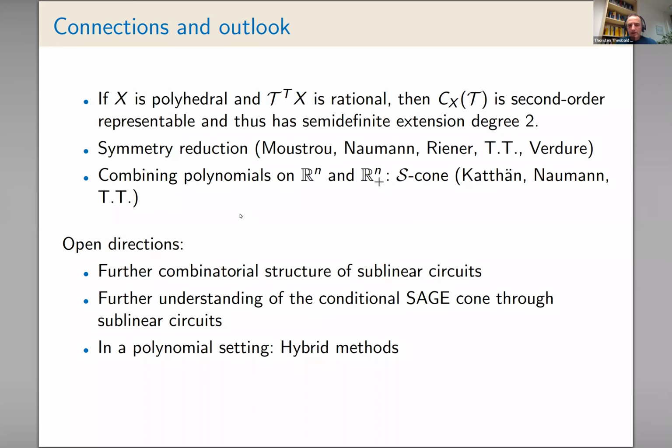For example, understanding the combinatorial structure of these sublinear circuits, further understanding this conditional SAGE cone, and then, of course, this is a very, I think, important open question. It's one additional tool of attacking polynomials, of finding lower bounds for polynomials, and to understand better the connection and the hybrid methods, combining, say, sums of squares methods with this approach, which is based on the arithmetic-geometric mean inequality.